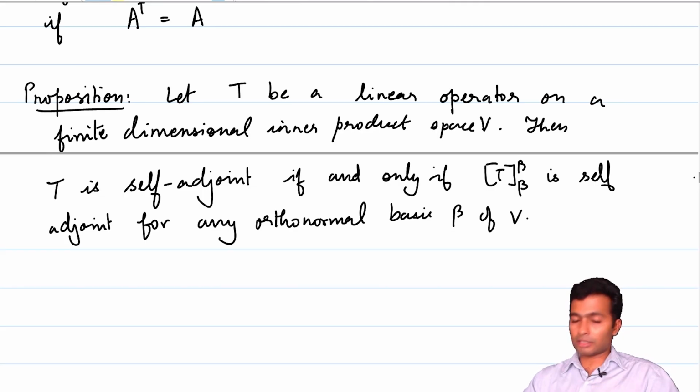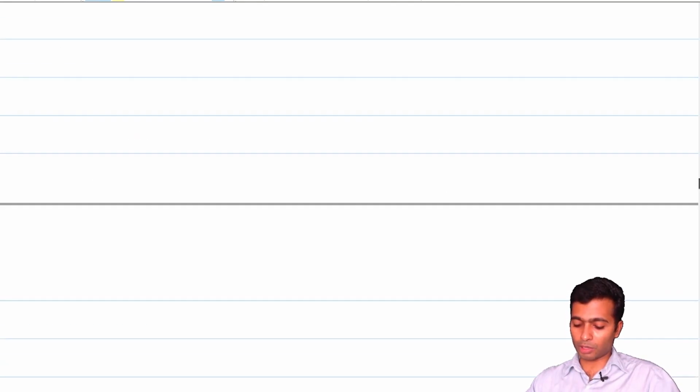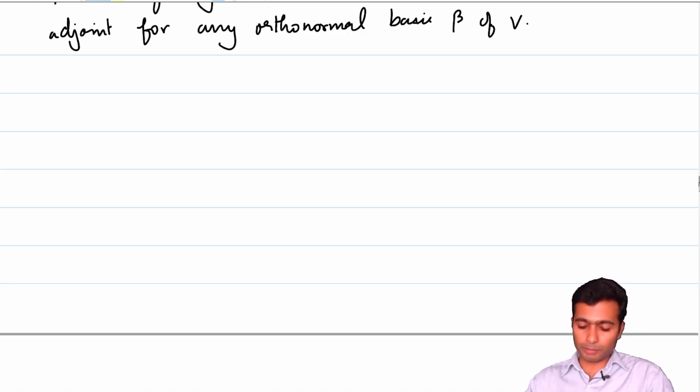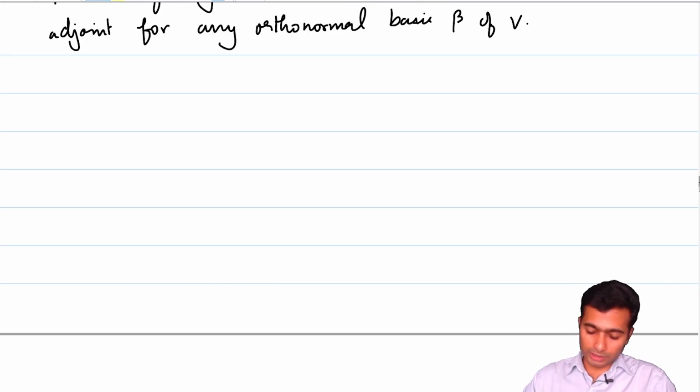A similar proposition was already done in the case of normal operators, and a similar proof is going to go through. Let's look at a few more examples of self-adjoint linear operators. Or rather, now I will focus on matrices. In the backdrop of this particular proposition, we just need to focus on matrices and prove results there, which will carry forward to self-adjoint operators as well.